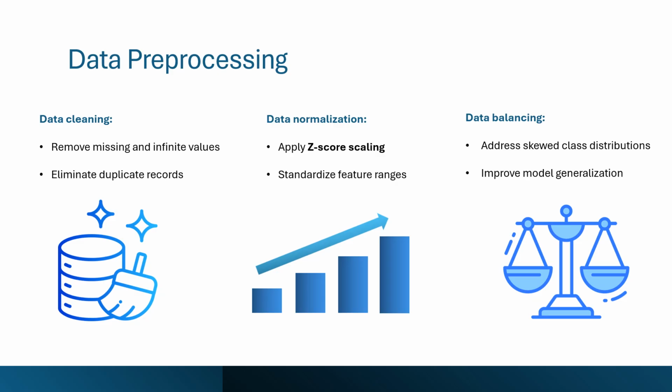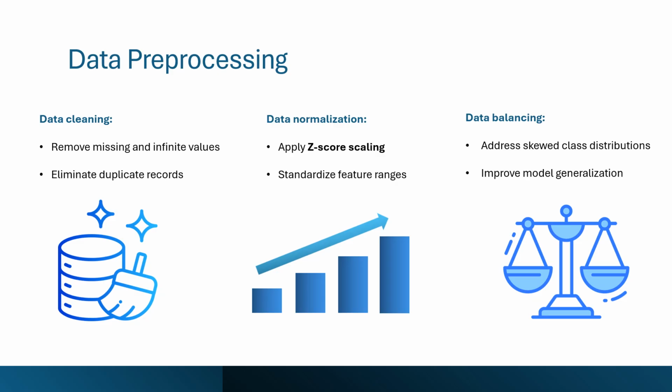Next, we perform data normalization using z-score scaling. This standardizes the range of all features so that they have a mean of 0 and a standard deviation of 1. This step is especially important because the dataset contains features with different scales, such as packet sizes and time intervals. Without normalization, features with larger numerical values could dominate the learning process.